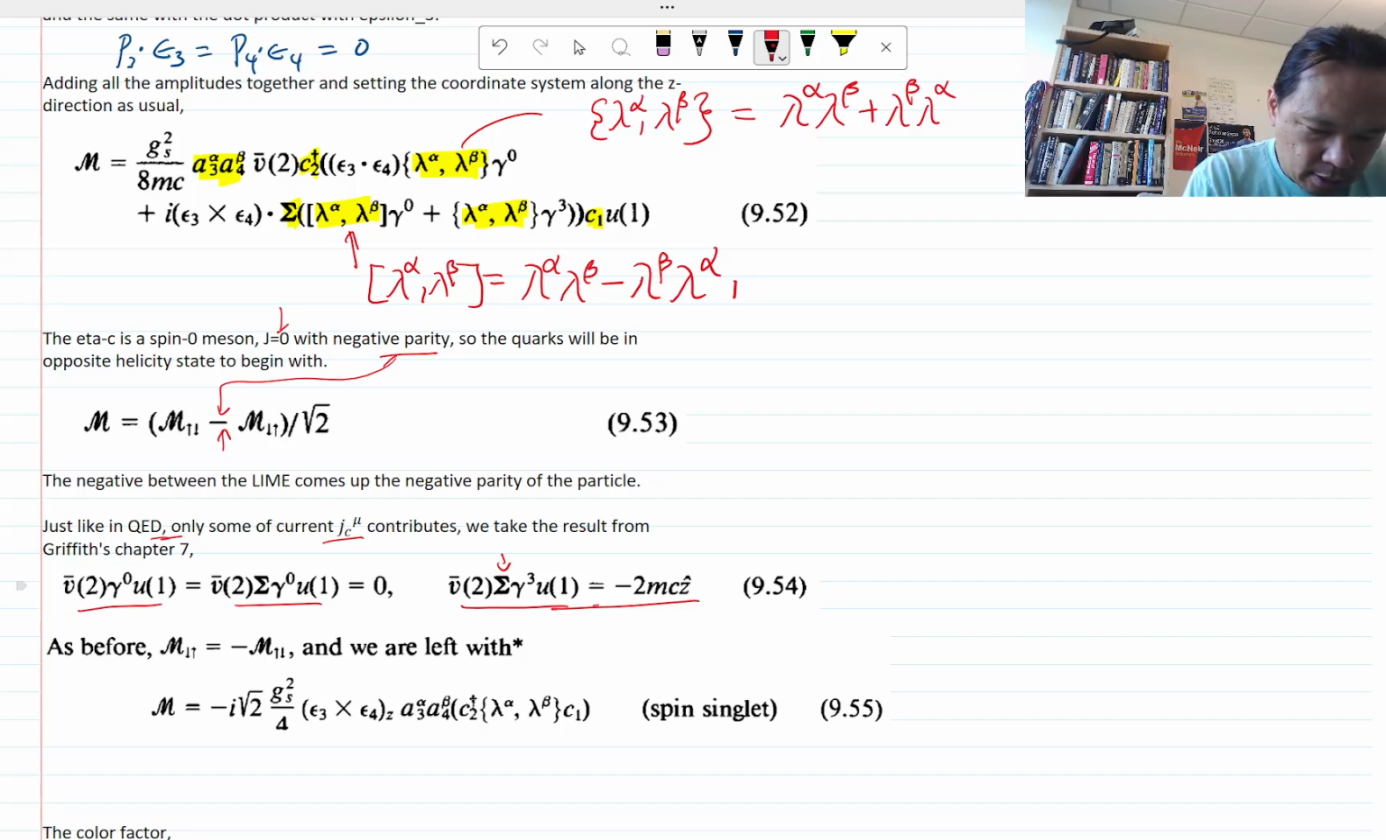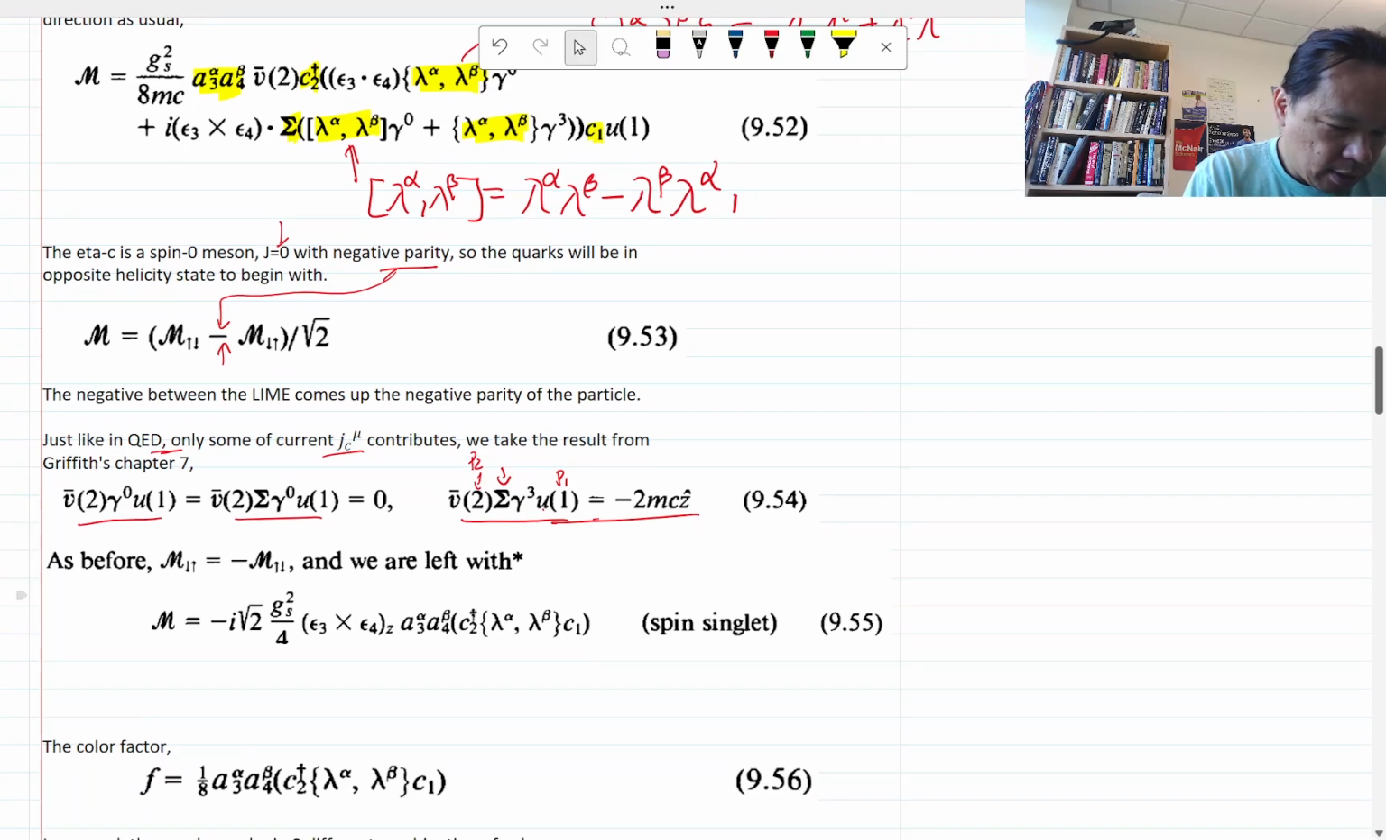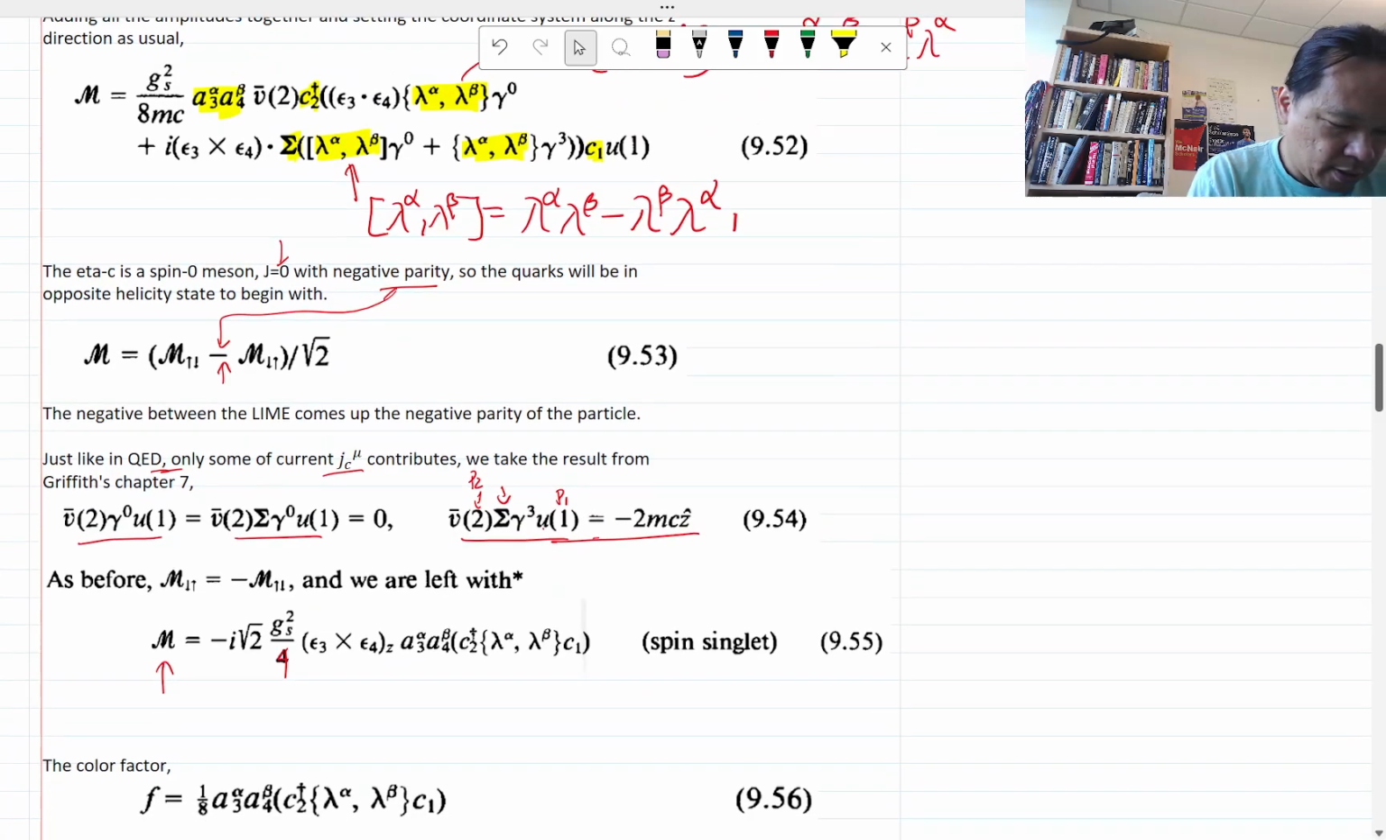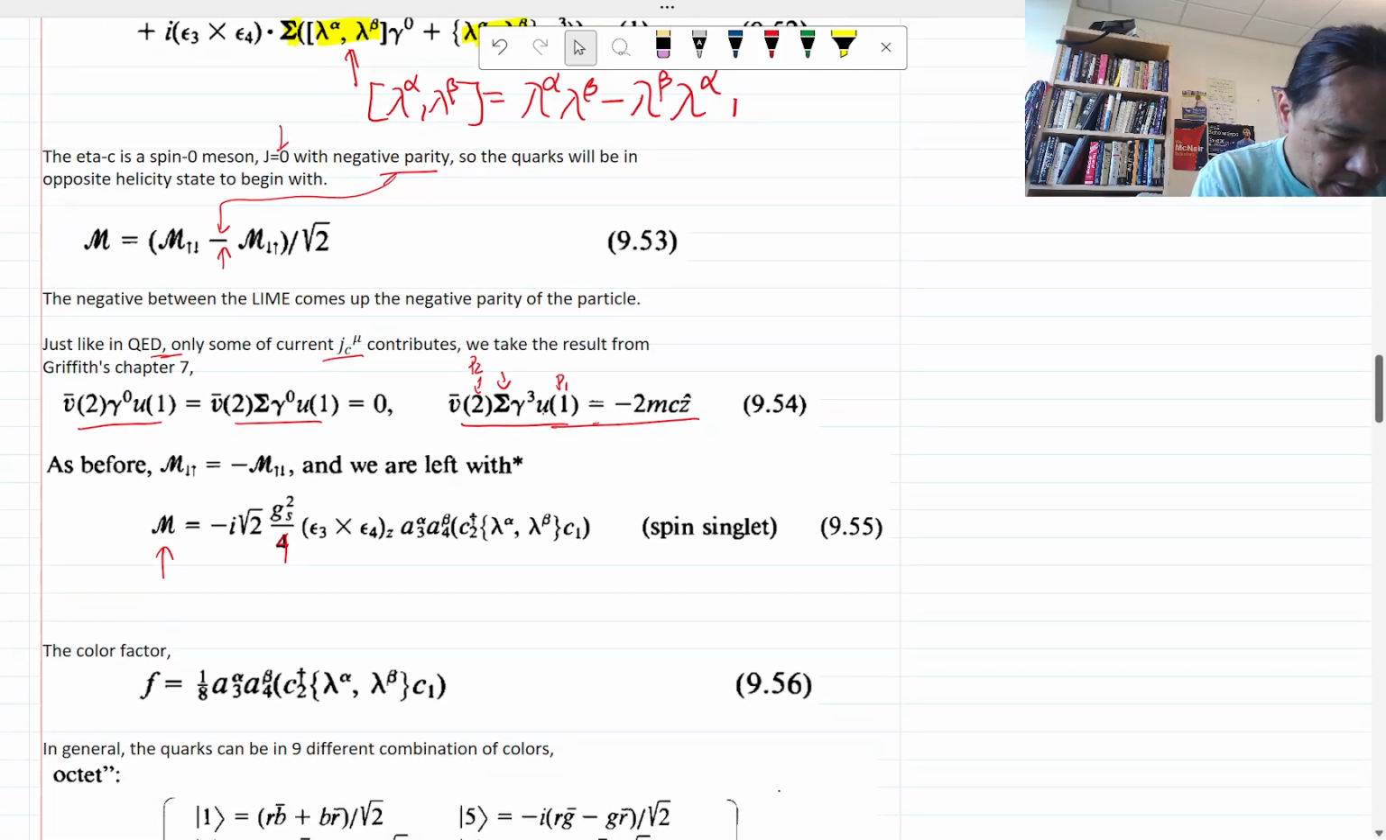So remember, v2 means p2, and this means p1. Those are the only non-zero parts. So therefore, when you put all this together, the matrix element summing over all spins, you end up with just this negative i square root 2. There's a 4 down here for some reason, it just kind of got carried down, and then it's partially canceled out with this other 2.